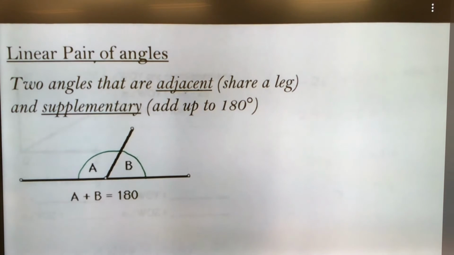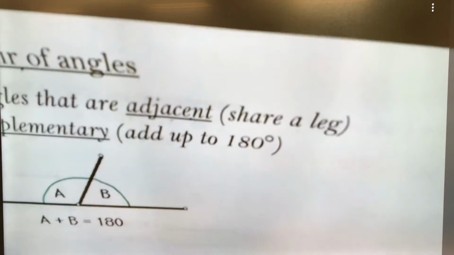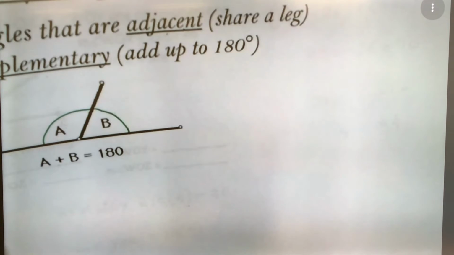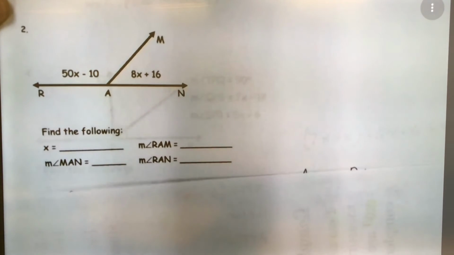So we have discussed three kinds of angle pairs now. One is the vertical angle, the second is the supplementary, then the complementary angle, and the last one is the linear pair. So I have a question to solve. Here is your question. Just think about how we can solve that question here.